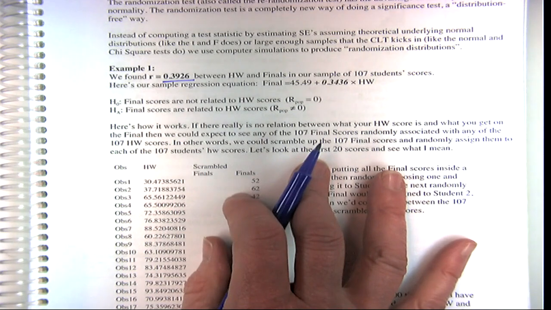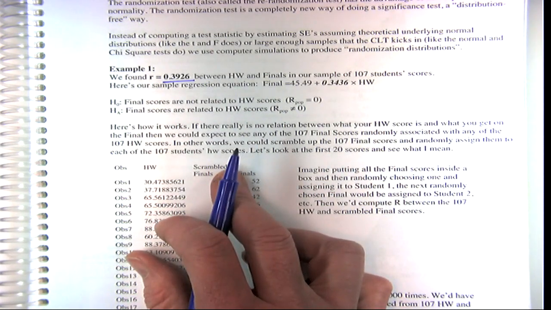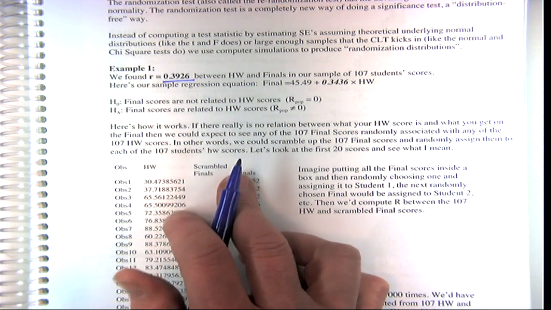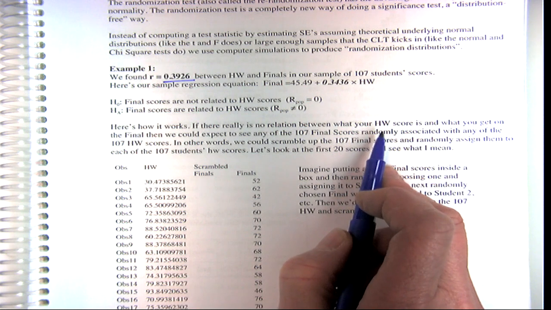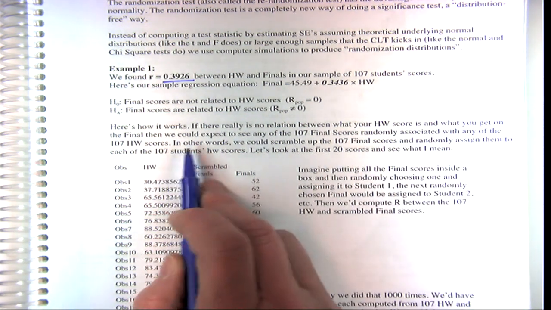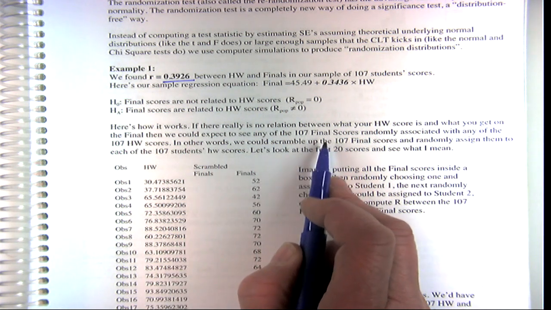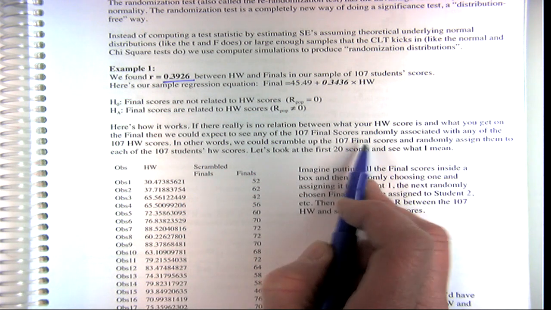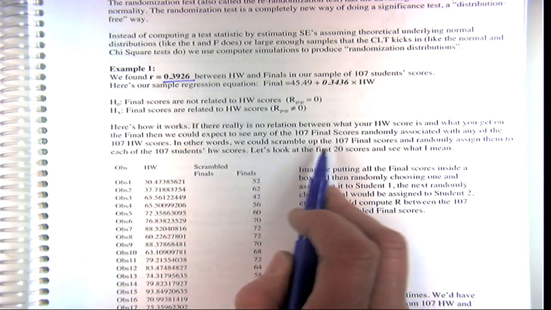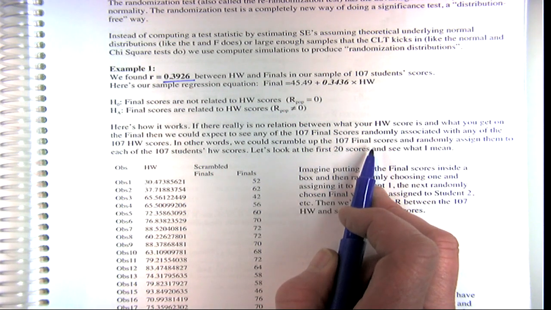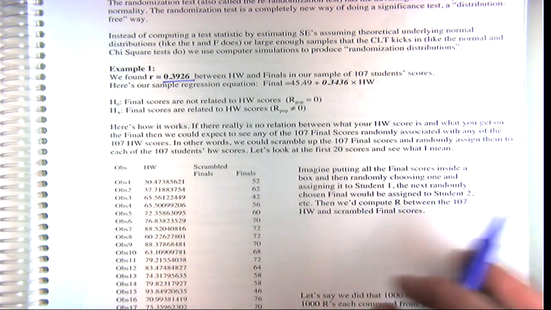So now another way you can envision this is you can say among these 107 students, if there really is no relationship between what their homework score is and what they get on the final, then we could expect to see any of the 107 final scores randomly associated with any of the 107 homework scores. In other words, we could scramble up the 107 final scores and randomly assign them. Okay? So here's what I mean.